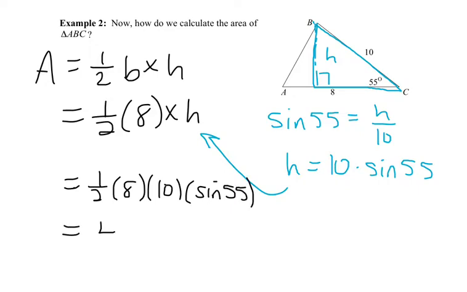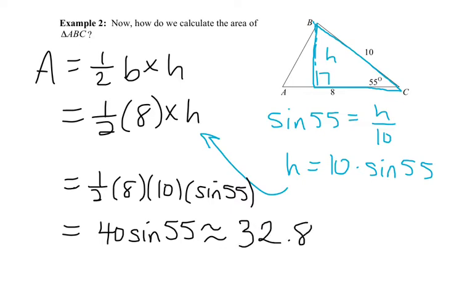And so exactly that's going to be 40, because 1/2 of 8 is 4 times 10 is 40. So exactly it's 40 sine 55. And then approximately I put it in my calculator and get that it's about 32.8 square units, whatever they are, centimeters, meters, I don't know, because I have not been told.